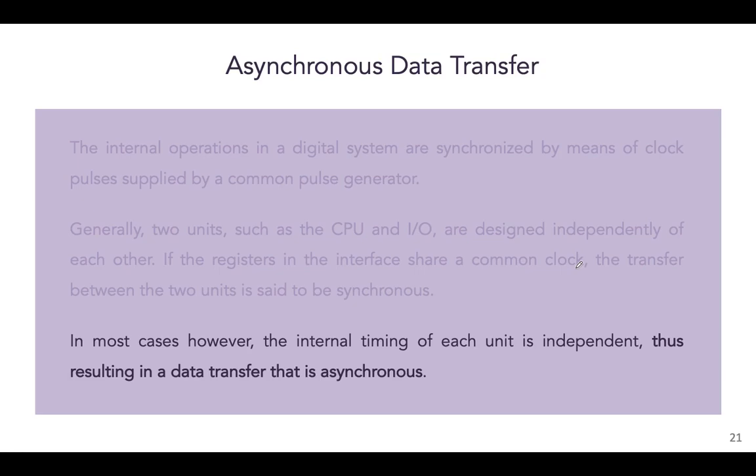And then the resulting data transfer that happens when the internal timings of these different units are independent is known as asynchronous. So we are going to talk about asynchronous data transfer in much more detail than synchronous. In fact, we'll be focusing only on asynchronous data transfer, and the only reason for that is that this is more commonly occurring within computer systems than synchronous data transfer.